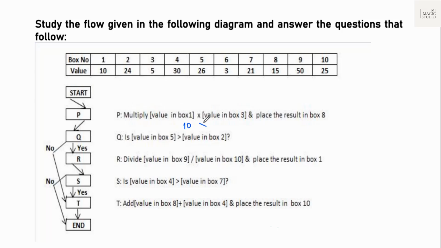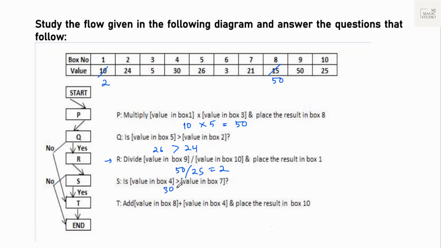Multiply the value in box 1, 10, with the value in box 3, 5. That is 50, and place it in box 8. Is the value in box 5, 26, greater than box 2, 24? Yes, we'll go to R. Divide the value in box 9, 50, by the value in box 10, 25. That will give us 2. Place it in box 1.